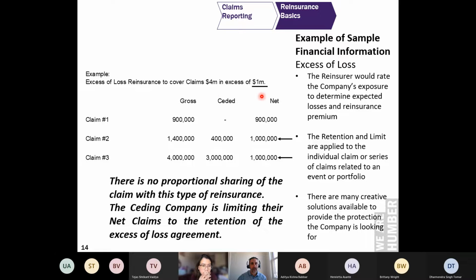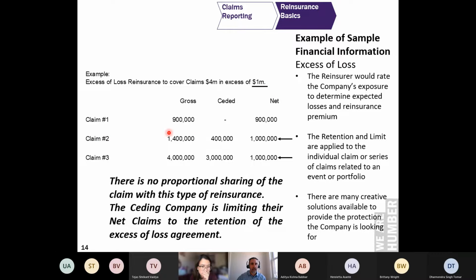But in this case, we wanted to look at claims 4 million in excess of 1 million. Okay, so that means the reinsurer is going to pay $4 million only if the claims are over 1. So I have 3 different claim examples here with the gross claim, ceded, and the net. We'll go through each one just to see what the ceded amount of the claim would be in this scenario.